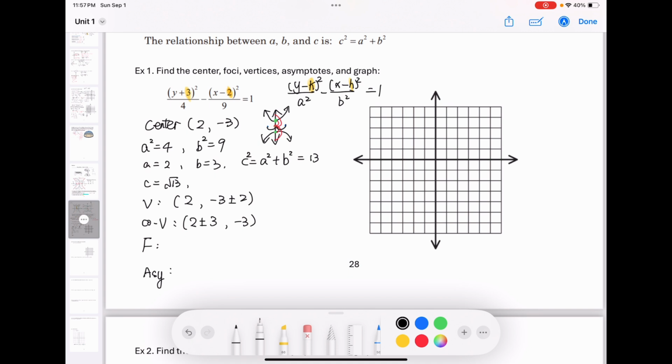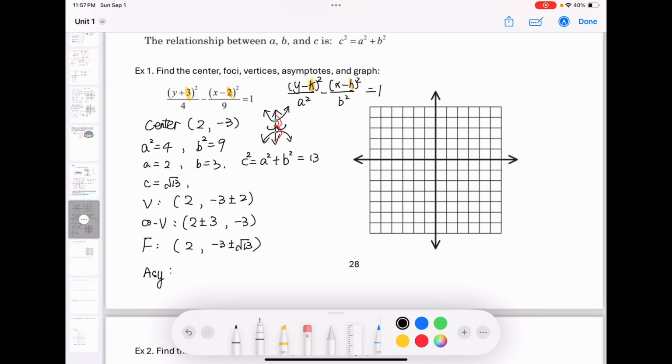And then foci. The 2 foci go up and down c units. So going up and down, the x value didn't change. Then based on the y value of the center, negative 3, we add or subtract square root of 13, because c is square root of 13. And then we talk about the asymptotes from the graph. We put all of the information on my graph.